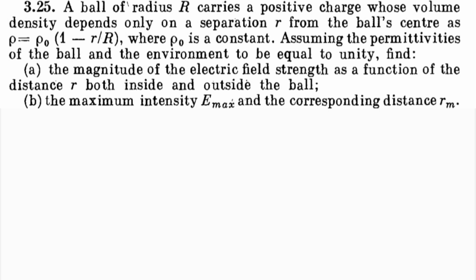Assuming the permittivities of the ball and the environment to be equal to unity, find the magnitude of the electric field strength as a function of the distance r both inside and outside the ball, and part B, the maximum intensity and the corresponding distance at which the intensity is maximum. So over here the ball is not uniformly charged. The charge is varying with distance from the center of the ball.